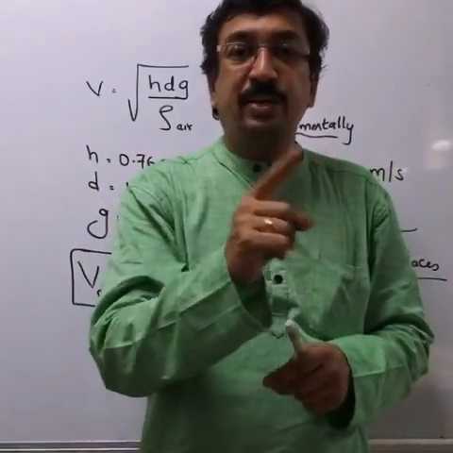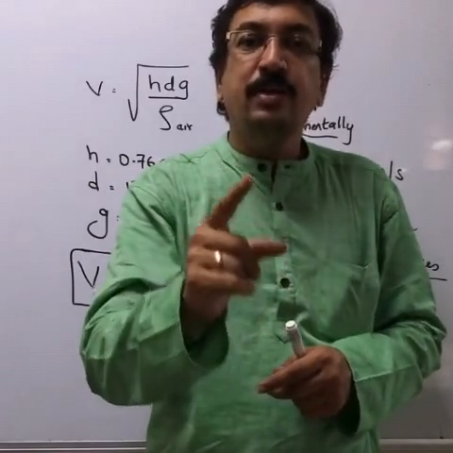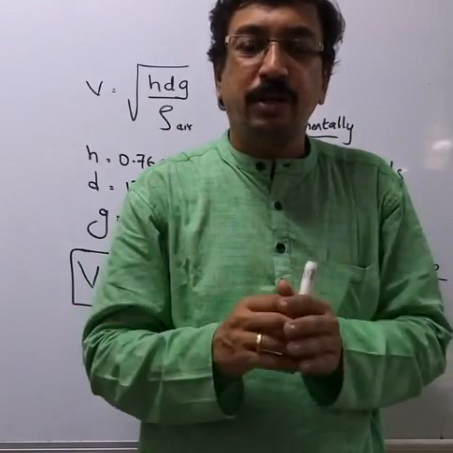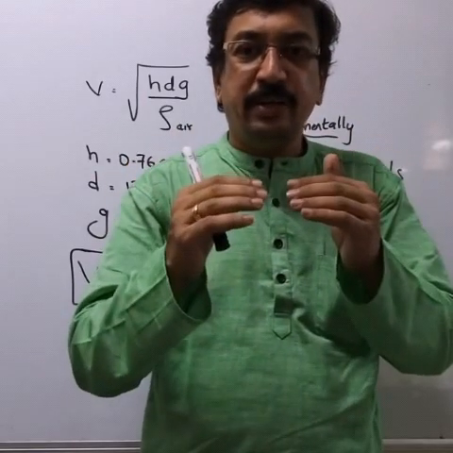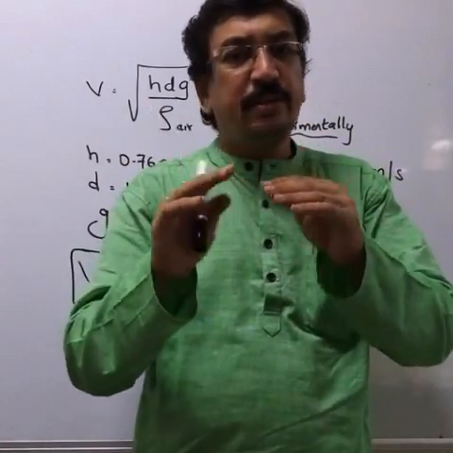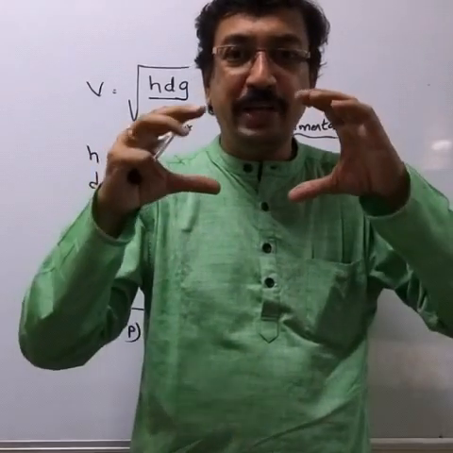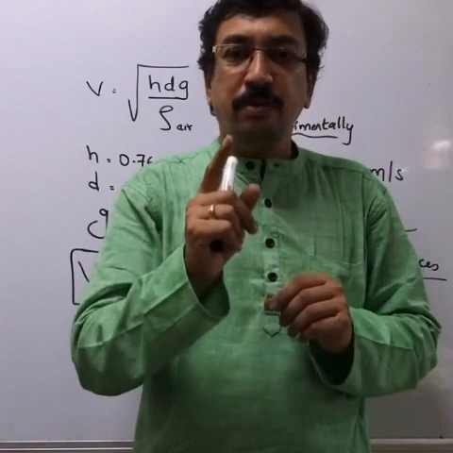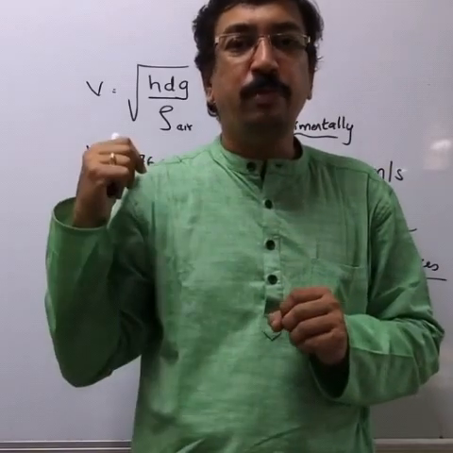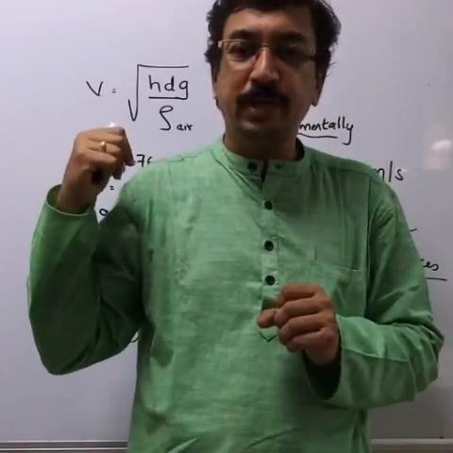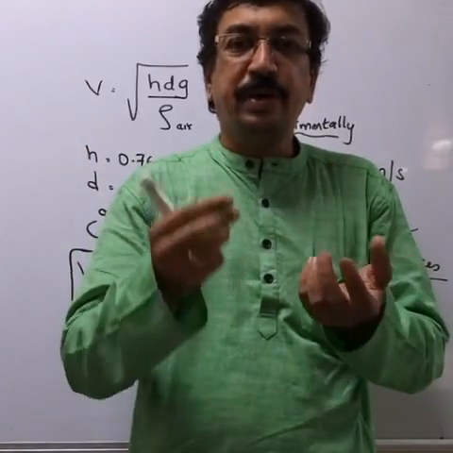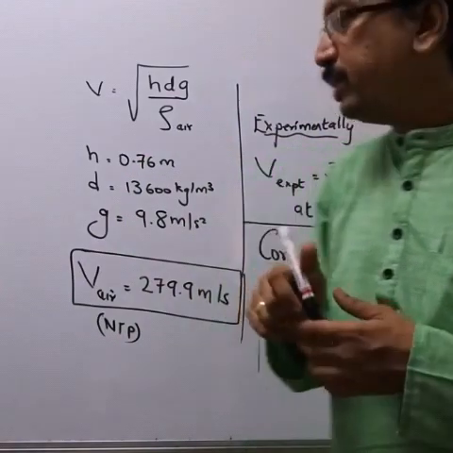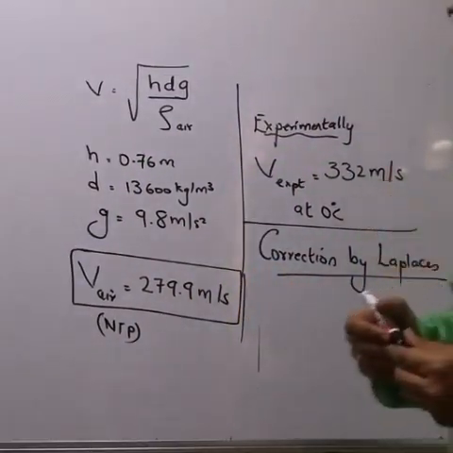But Laplace said that no, they are not isothermal. The system is in an adiabatic state. Adiabatic state means what? The temperature may rise or decrease, no problem, but the overall heat energy of the system remains constant. So he made a correction to the formula given by whom? Newton, and he suggested one constant called gamma, which should be added to the formula.